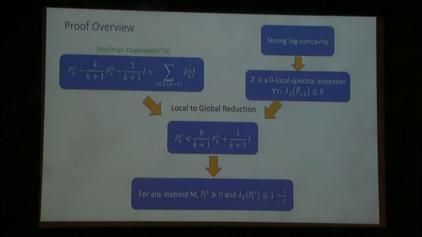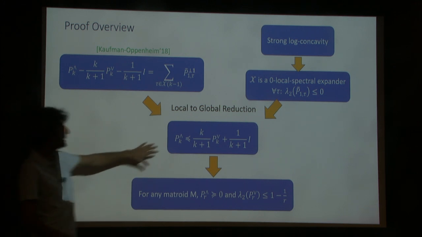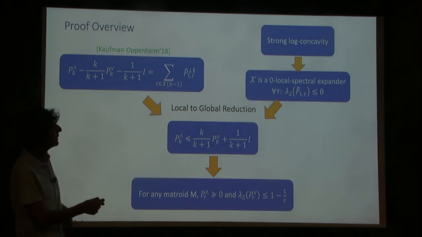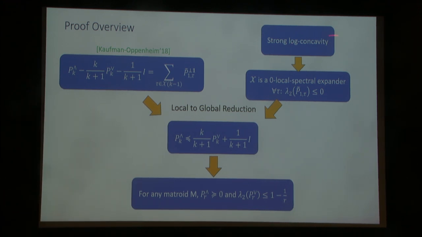So here is basically the way the proof works. I said that we just need to prove this. Basically, the point is that strong log-concavity implies a 0 local spectral expander.